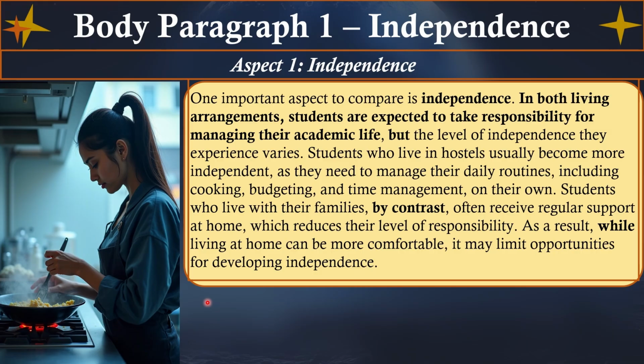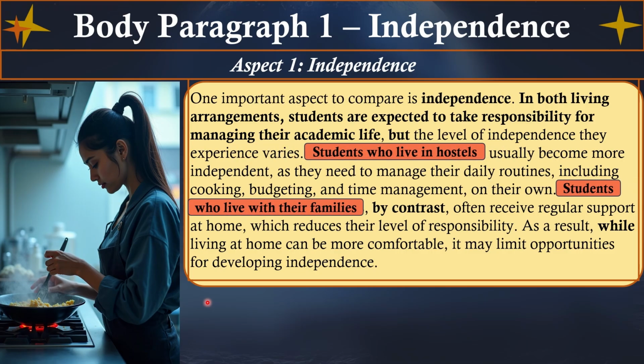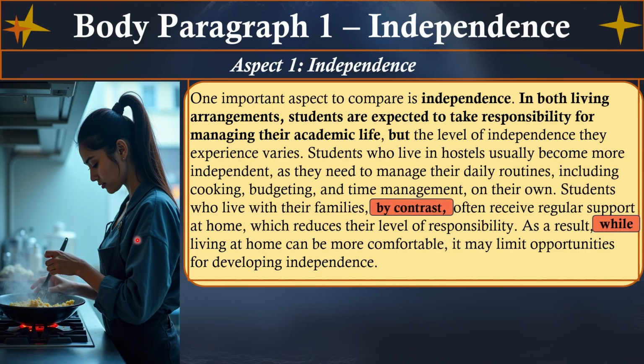First, notice that the paragraph focuses on one aspect only, which is independence. Next, both living arrangements are discussed within the same paragraph. The sentence about hostel living is immediately followed by the sentence about living with family, making the comparison clear. Also notice the comparison signals such as by contrast and while, which help the reader see the difference quickly.